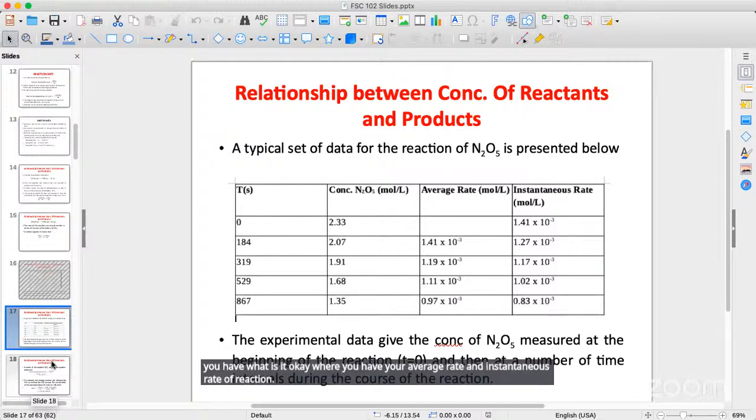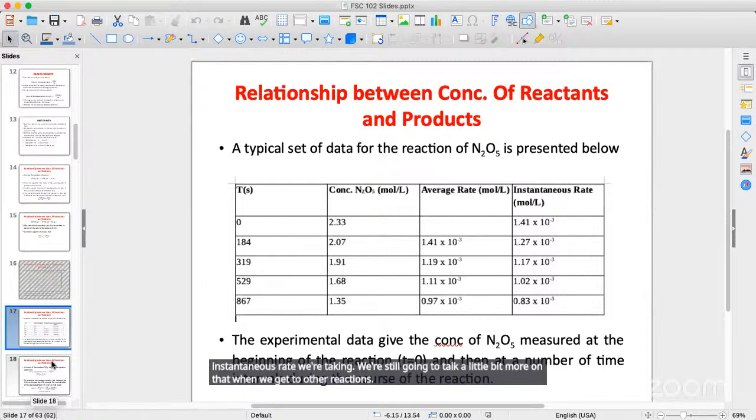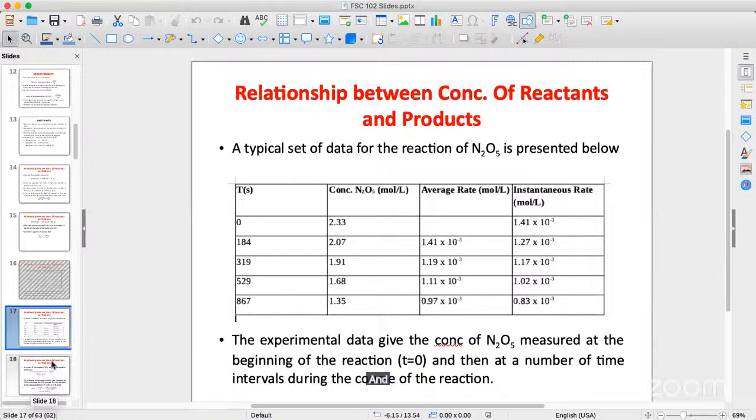Now, the thing here is that we didn't talk about the point at which the instantaneous rate we're taking. We're still going to talk a little bit more on that when we get to order of reaction. But the most important here is to pay attention to the average rate of reaction. But please understand what instantaneous rate of reaction is, what initial rate of reaction is, and then also average rate of reaction.